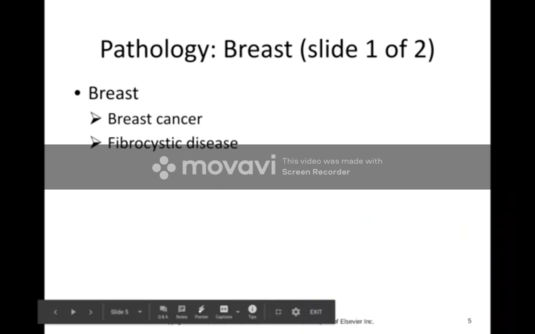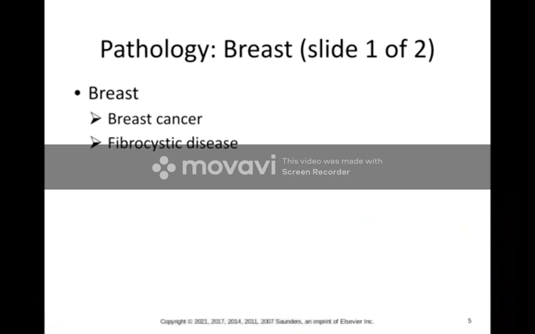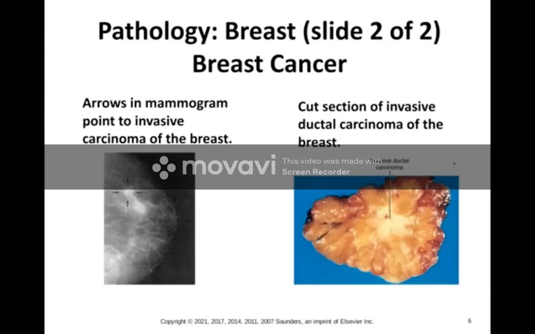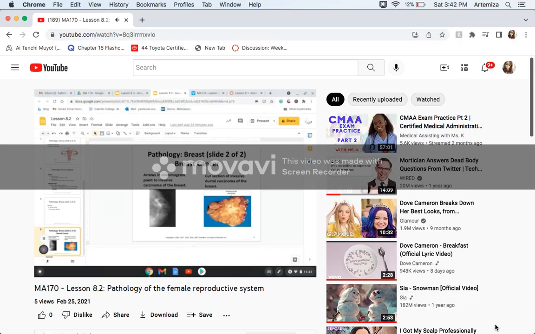For the breast, there's breast cancer and then fibrocystic disease. There's some arrows in this imaging that are pointing to an invasive carcinoma of the breast. And here's a cut section of the invasive ductal carcinoma of the breast, right here. So that's the end of lesson 8.2. It's quick.